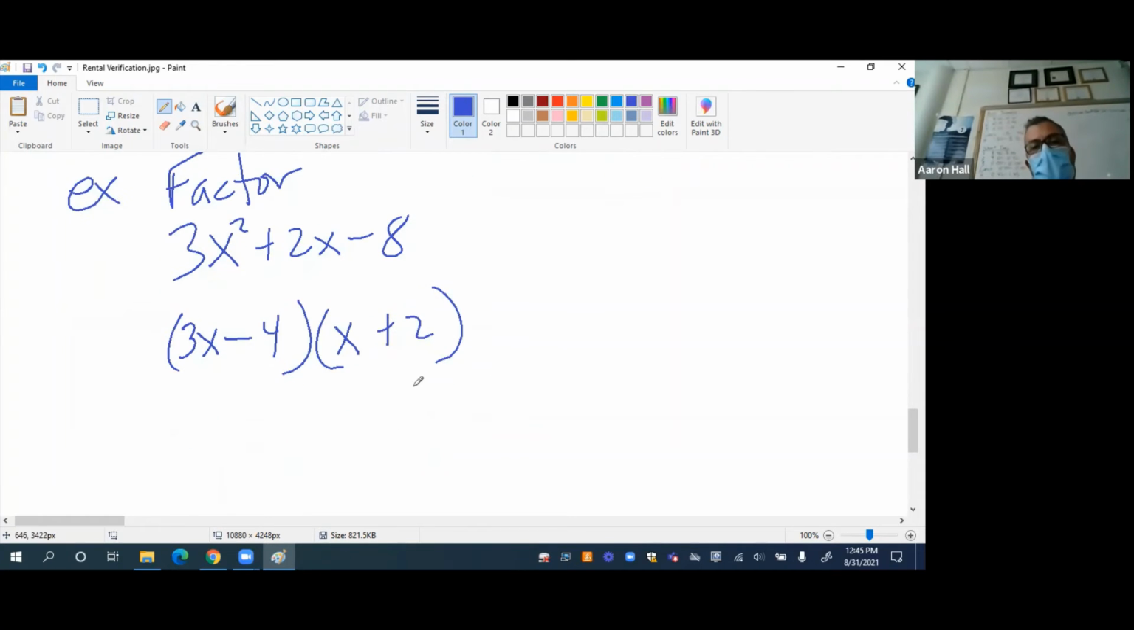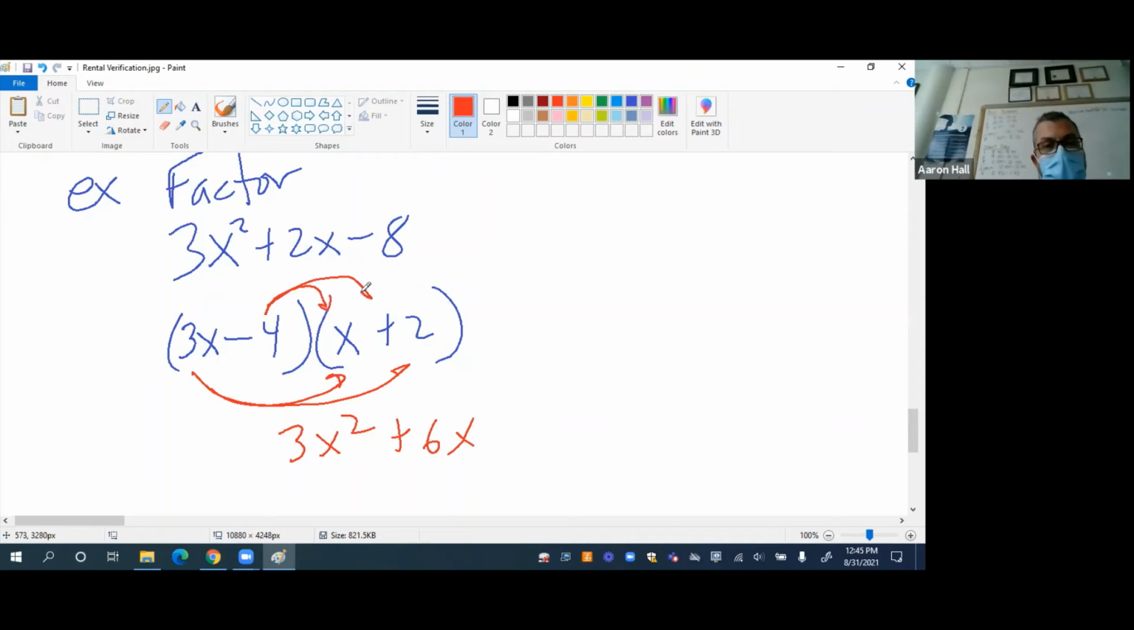And how do we check to make sure that it works? Multiply 3x times x, that's 3x squared, okay. Then 3x times 2 would give us plus 6x, all right? And then distribute to get -4x minus 8, sorry, minus 8. Apologies. And then we combine our like terms. When we combine our like terms, do we get this? Yep, we did. So we did it right, it looks like. So these are our factors.